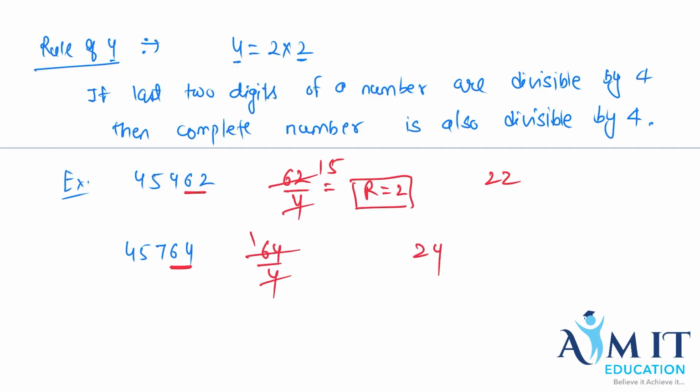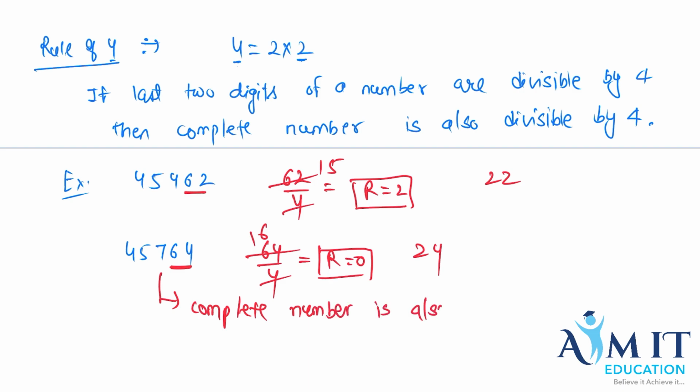Okay, so it is 4 sixes are 24. So that means the remainder is 0. Remainder is 0, that means this complete number is divisible by 4. Because 64 is divisible by 4, the complete number is also divisible by 4. Okay, it is quite easy.